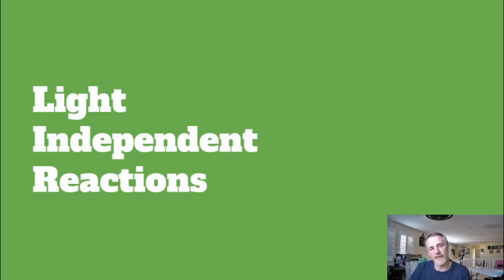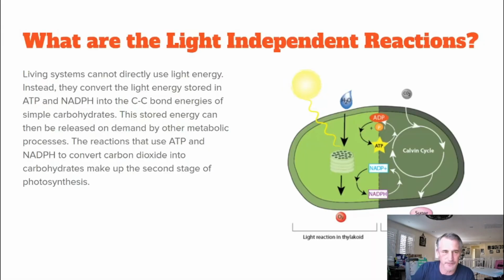So let's now move on to the light-independent reactions. Living systems cannot directly use light energy, right? It has to be converted to a type of chemical energy. And we just mentioned that we're producing ATP and NADPH. We can then use the NADPH and ATP in the Calvin cycle. Now, you don't have a bunch of enzymes standing in a circle doing this. It's just kind of drawn as a cycle to help us understand it.